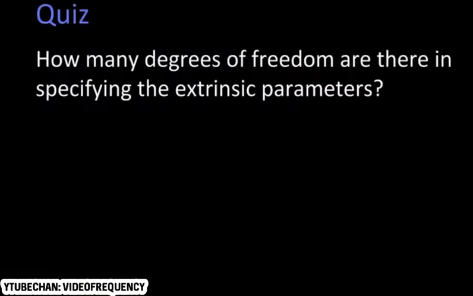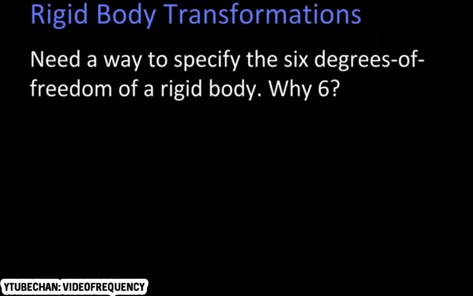So that's a good time for a quiz. How many degrees of freedom are there in specifying the extrinsic parameters, in specifying the relationship between the world coordinate system and the camera coordinate system? A, 5, B, 6, C, 3, it's three-dimensional space, or D, 9. Okay, well, let's take a look. This slide says for rigid body transformations, we need a way to specify the 6 degrees of freedom of a rigid body. So the answer was 6.